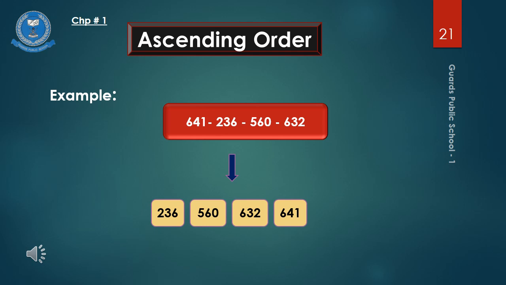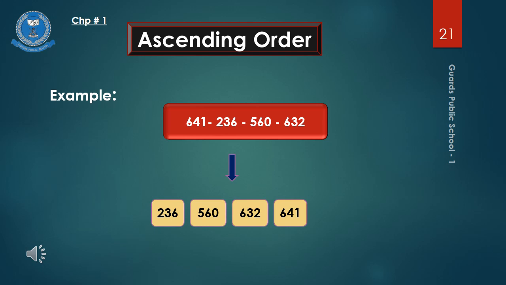236, moving the numbers from smallest to biggest, 632. Can you tell me what is the smallest hundreds number? Yes, it's 2. So the number which comes first is 236. Now tell me the number a little bigger than 236. Yes, it's 5. So the number 560 comes in second place.